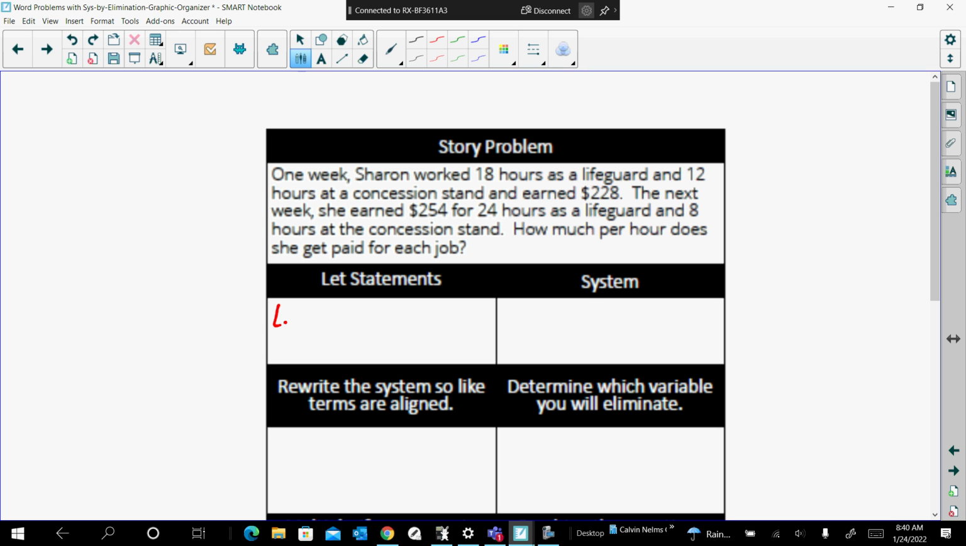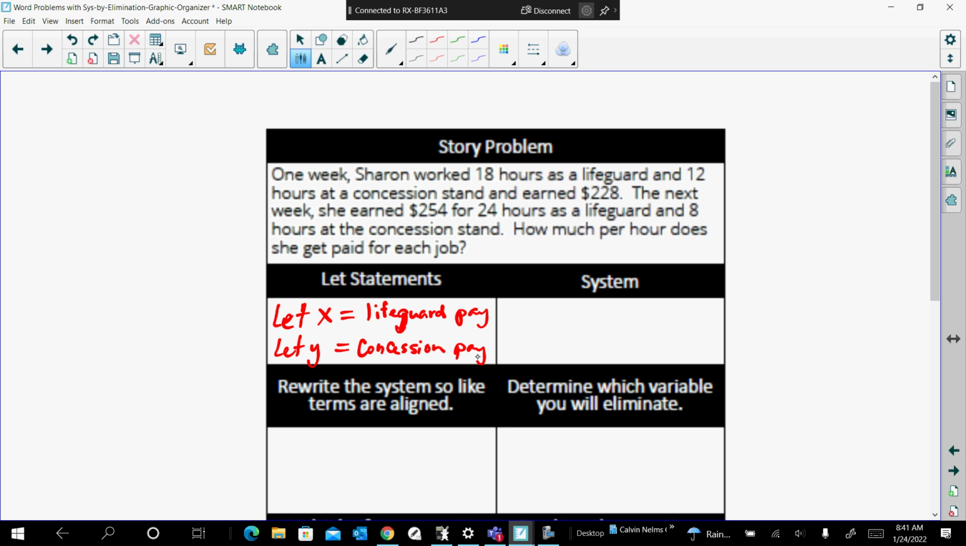So we need to define our x and our y. What could our x represent? Say that again. Not necessarily hours, but okay. I'm gonna combine what you're saying. Lifeguard pay. Amount of money is how much she's getting paid as a lifeguard. Okay. So x could be our lifeguard pay, and then what could our y be? Yeah, our concession pay.